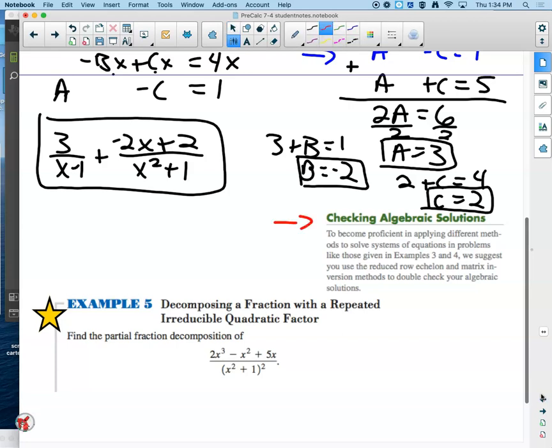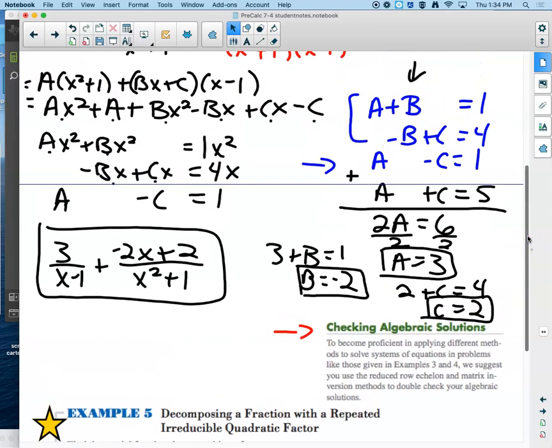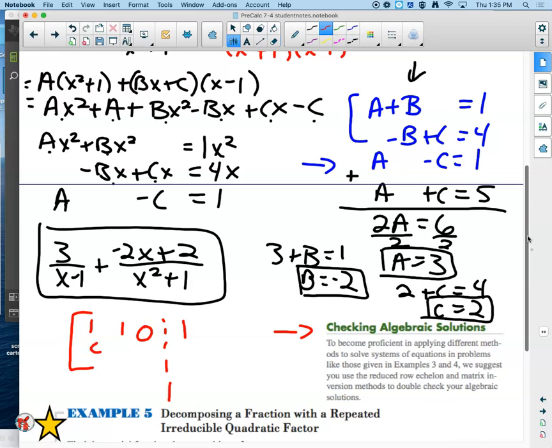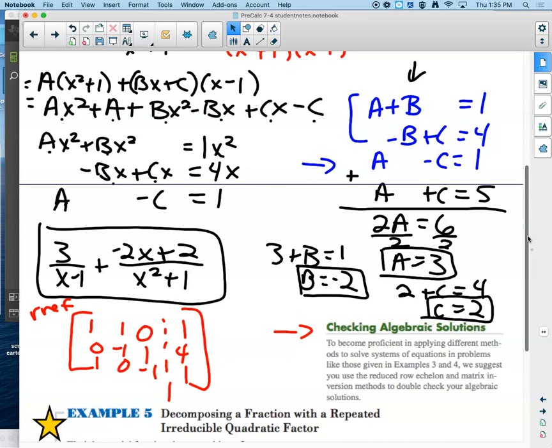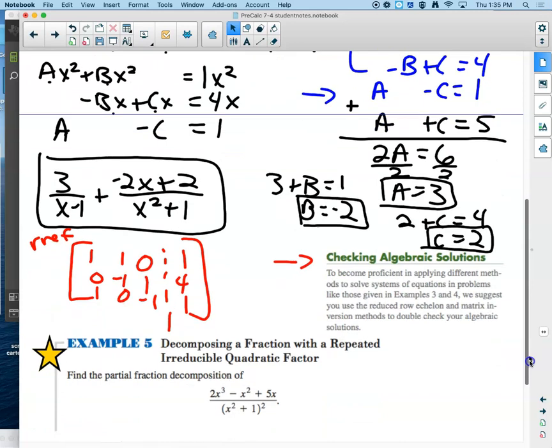Now we see this little information over here about checking those algebraic solutions. And it says to become proficient in applying different methods to solve systems of equations and problems like those given in examples 3 and 4, we suggest you use the reduced row echelon and matrix inversion methods to double check your algebraic solutions. Yeah, if it's on a test, it's going to be worth a lot of points. So you could certainly put the matrix together and do your RREF. So in this case, our matrix would be the 1a plus 1b equals 1. So we'd put a 0 in for c. And then 0a negative b plus 1c equals 4. And then we'd have 1a, 0b, negative c is a negative 1, and a 1. And you could certainly double check by putting that in for reduced row echelon form. You'll get the exact same answers. So matrices as a way to check.